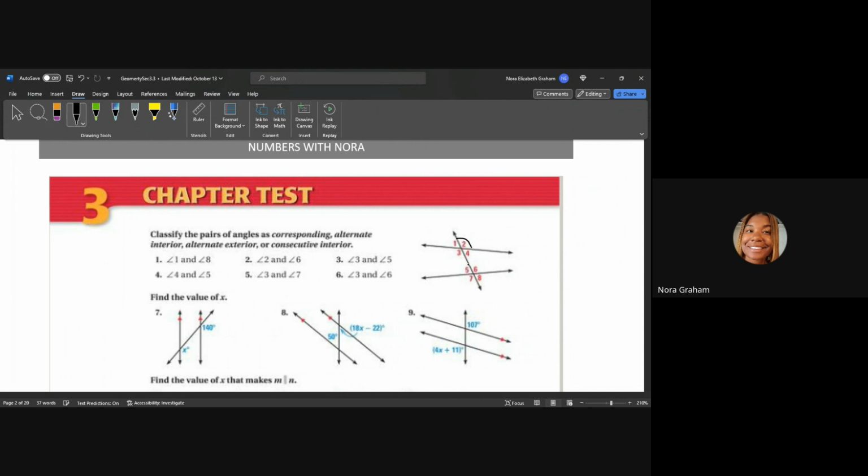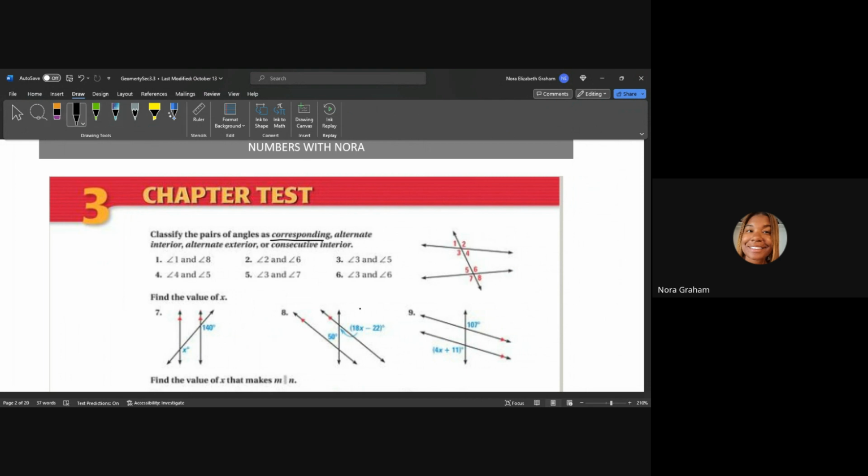Angle 2 and angle 6. These two angles right here are going to be corresponding angles, because see how they sit on the top of my parallel lines, and then also they sit on the same side as the transversal. All right.